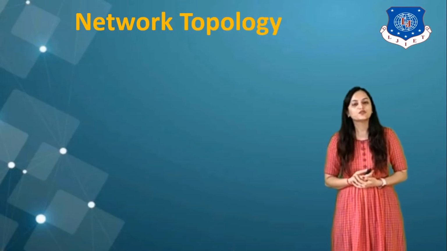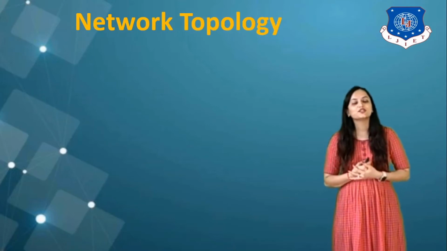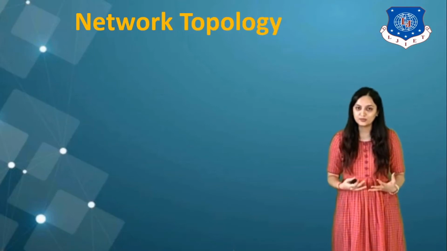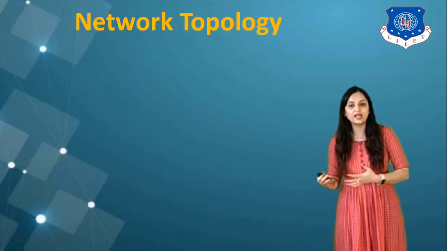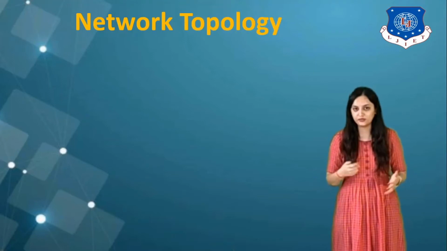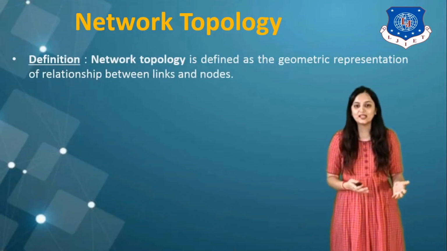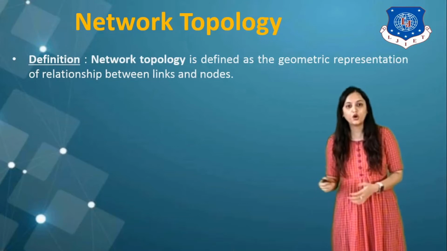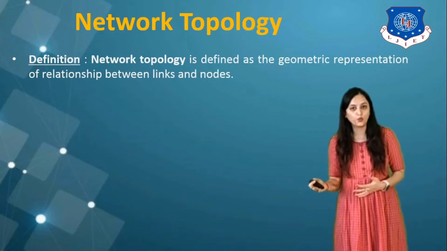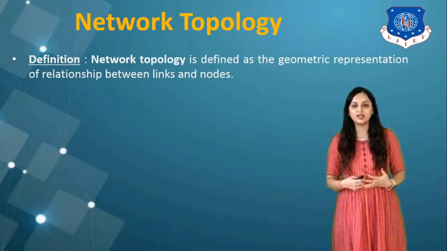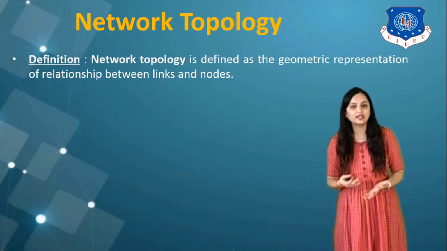Now let's see different network topologies. So first of all, what is topology? Topology is basically an arrangement, or you can say how we can connect to the network, the typical arrangement for that. Network topology is defined as the geometrical representation of the relationship between links and nodes. That means how it can connect the different devices in that network.